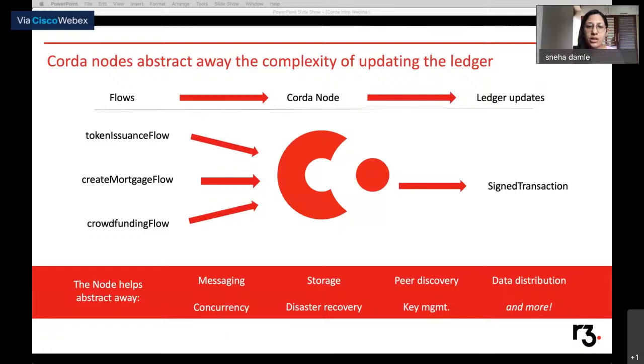If I talk about peer discovery, once nodes connect to the Corda network, the peers are discovered automatically. The way data is distributed, the way concurrency is handled, the way disaster recovery is done for you, or the way you can call inbuilt flows and simply sign the transaction, all of this is taken care of for you. It abstracts away all the complexity around these things. Moving on to the next slide.